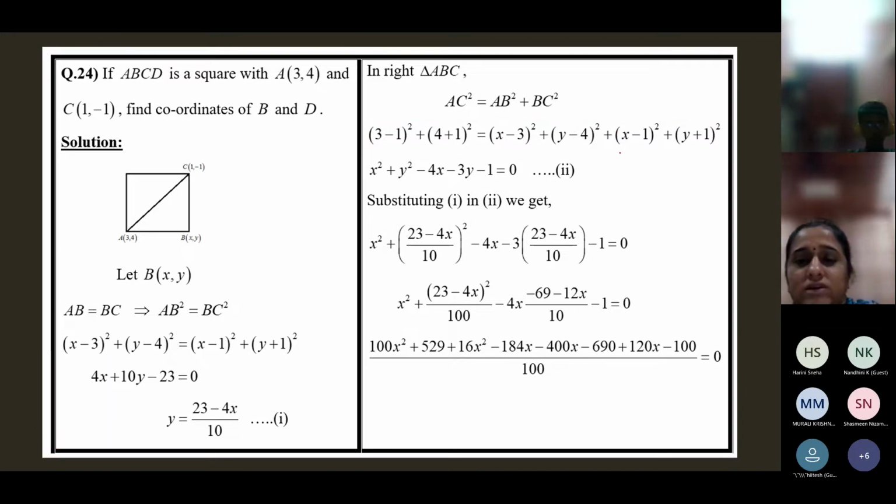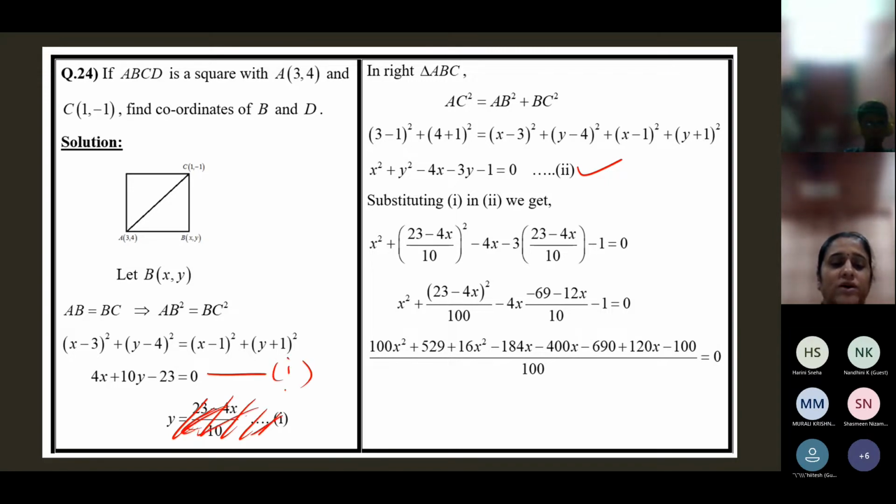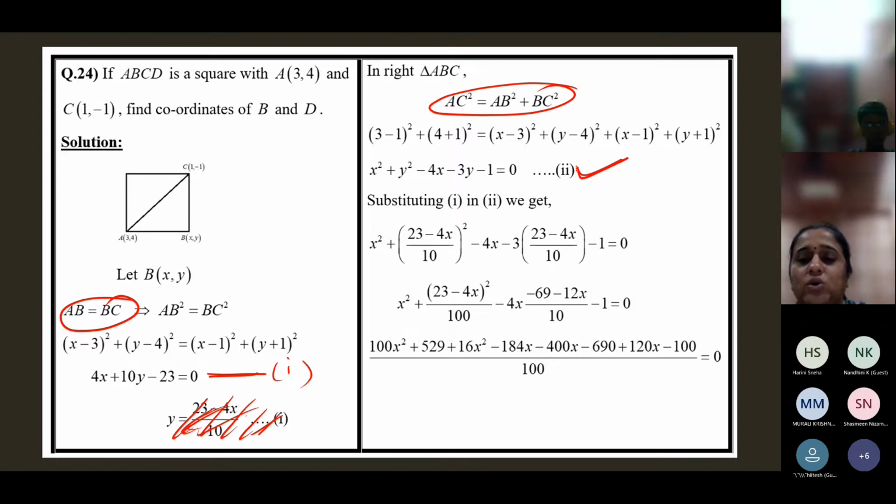All right, children. So when you work this, you get an equation like this. Now actually you wouldn't have done this. How do we know that we have to do this? We would have stopped here. We would have called this one 1. And when you work ahead, with the condition AB is equal to BC, you get this equation 1. And with the condition Pythagoras theorem, you get this one 2.